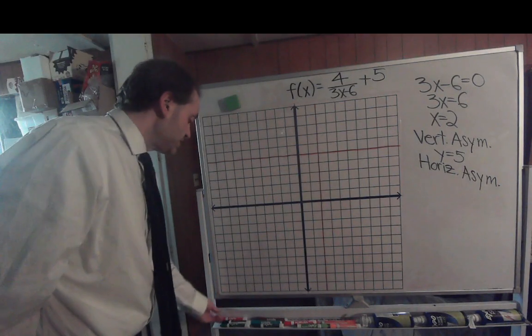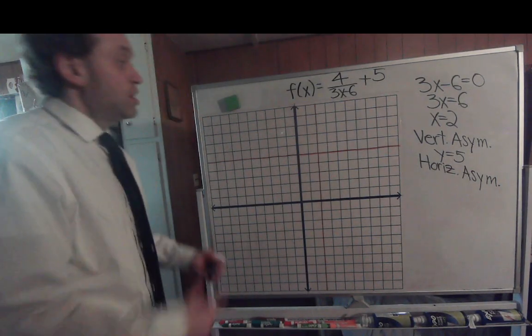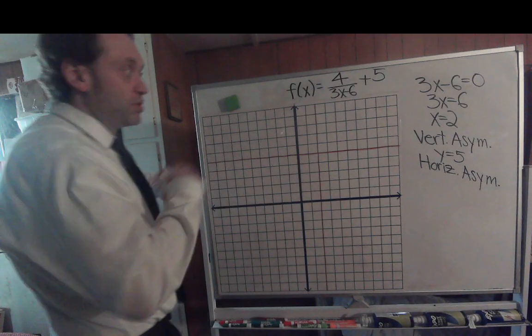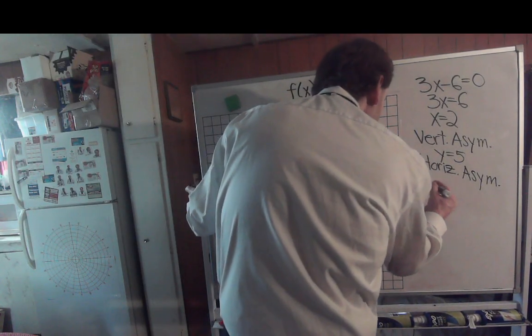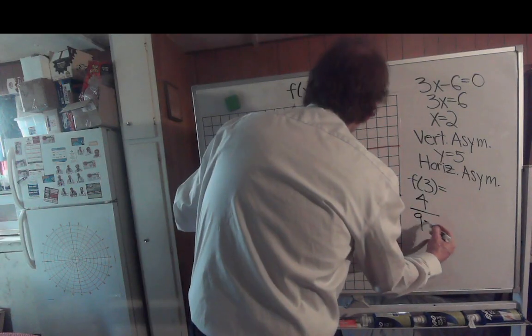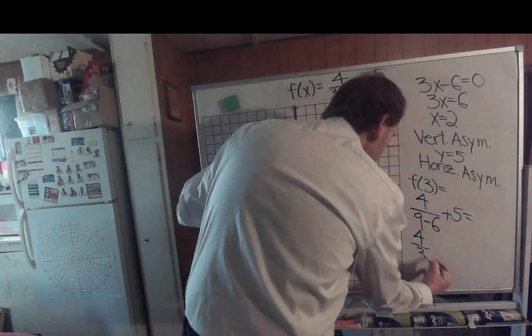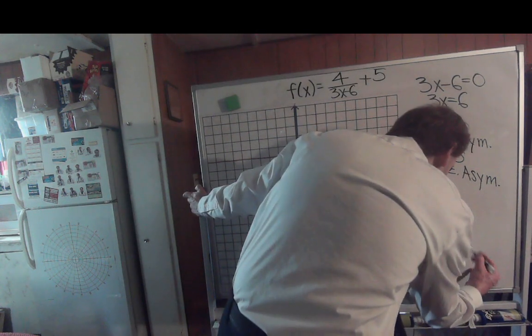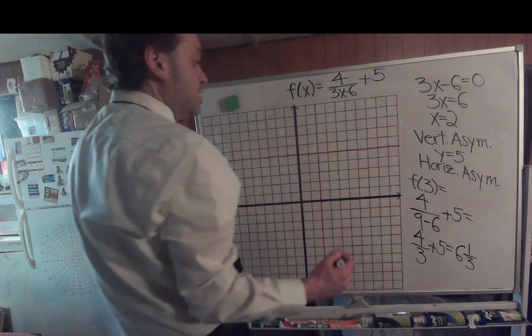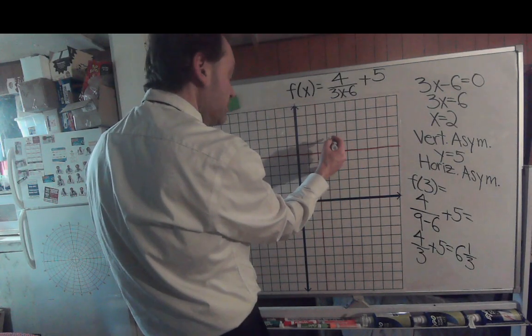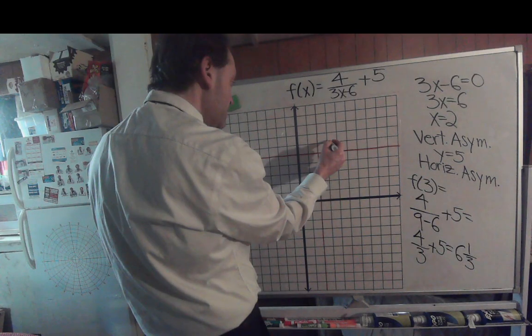All right. So this is where it gets fun. We still need to go to the right of x equals 2 to start. So let's put in f of 3. What do you get? F of 3, so that's going to give you 4 over 9 minus 6 plus 5. Well, that equals 4/3 plus 5, which is 1 1/3 plus 5, so you would end up getting 6 1/3. So when x is 3, you would end up getting a y value of 6 1/3.